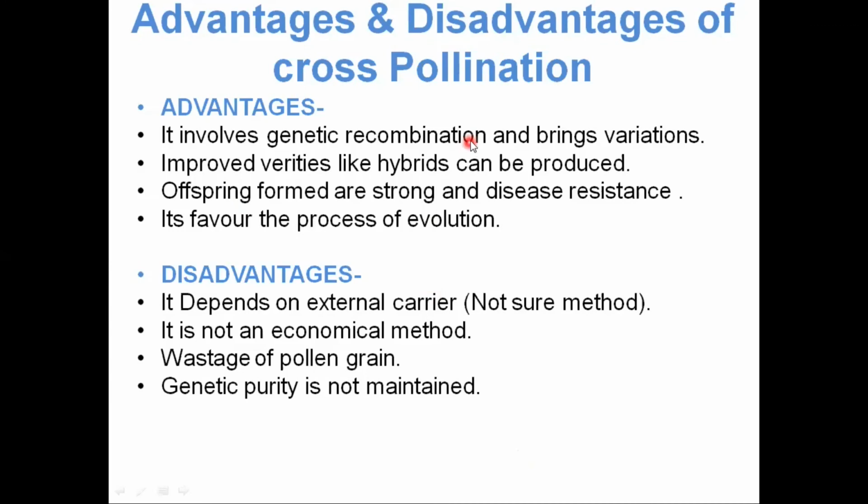Now the advantages and disadvantages of cross-pollination. It involves genetic recombination, as we can enter different genetic characters here, and we can produce offspring which will show variations. Improved varieties like hybrids can be produced here. The hybridization process occurs in cross-pollination only, for example, cotton. Now offspring formed are strong and disease resistant. These offspring are healthy, strong, and disease resistant. They can survive in different climatic conditions. It favors the process of evolution. They show the evolution process.